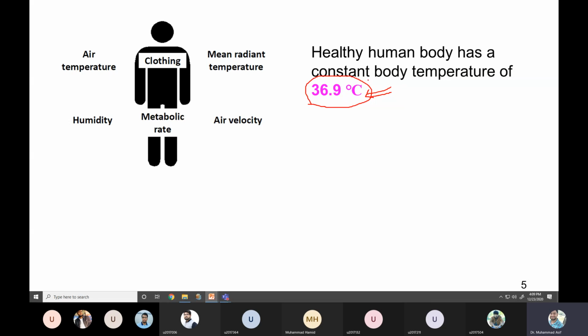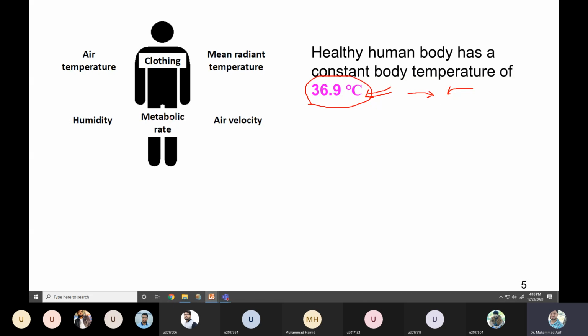So that means a human being has to maintain a constant temperature, and there are conditions for the heat balance to be the same. Heat balance means the amount of heat that is released from the body is equal to the heat that is coming from the environment. When that is balanced, then the human being will feel comfortable.